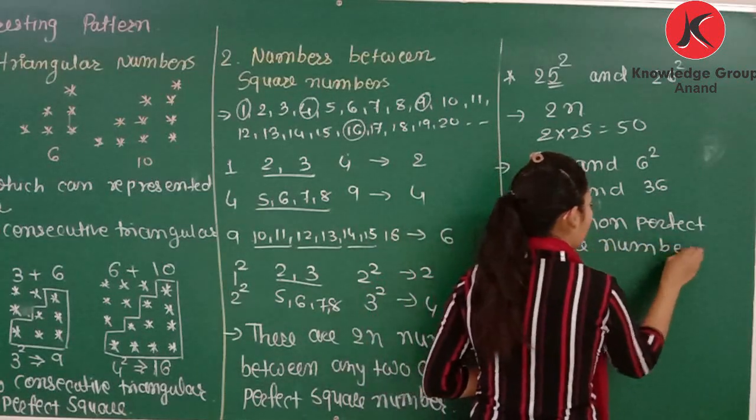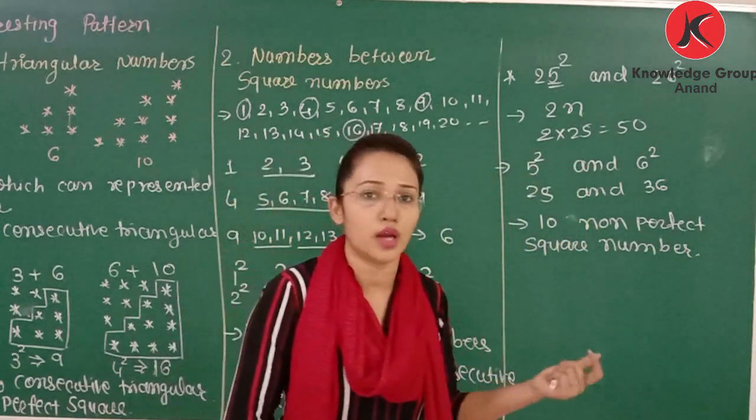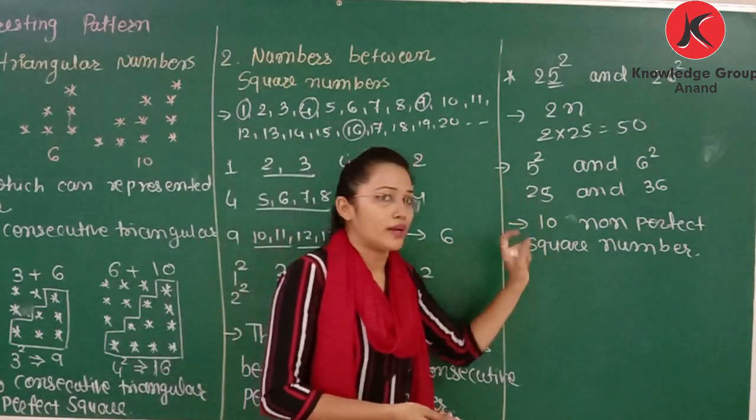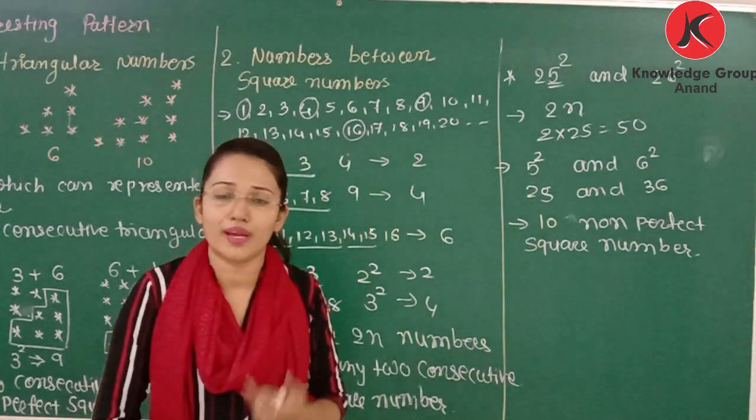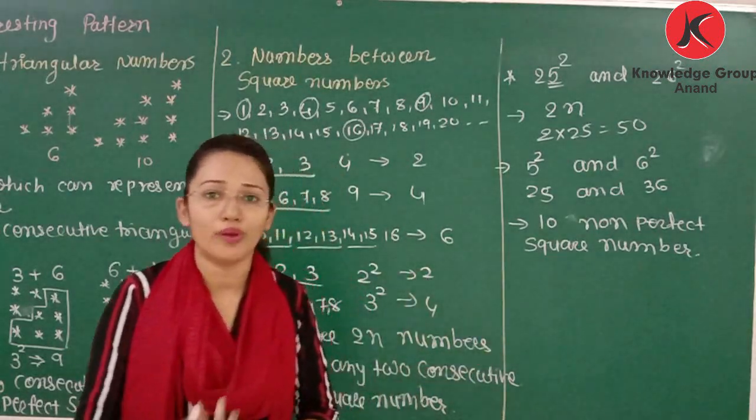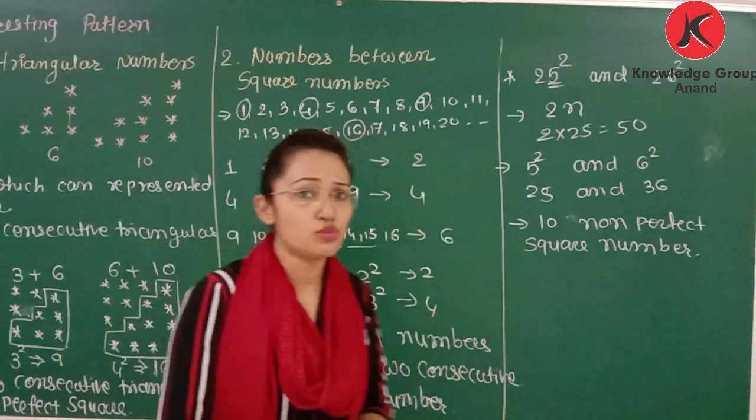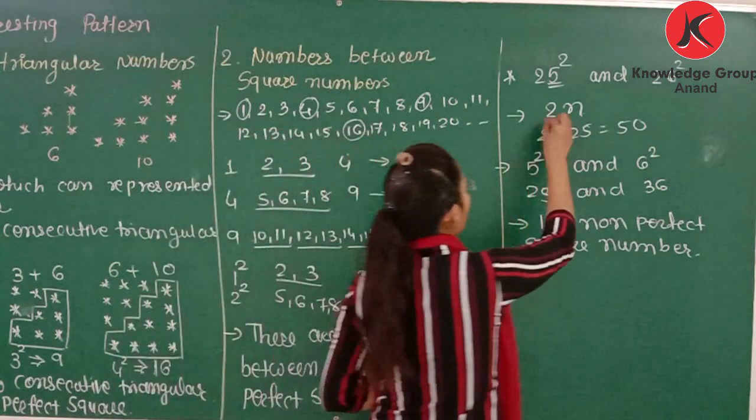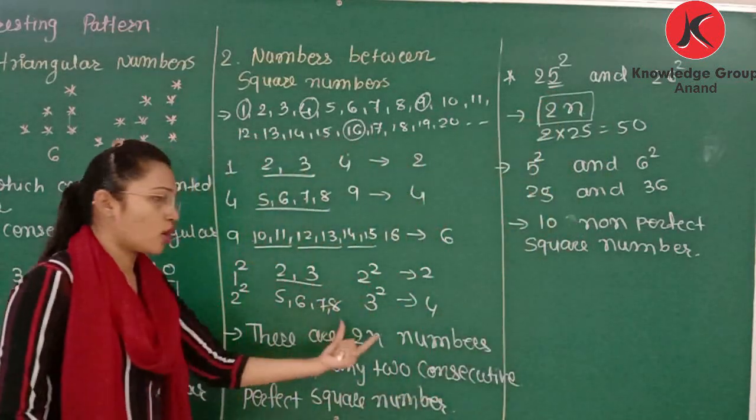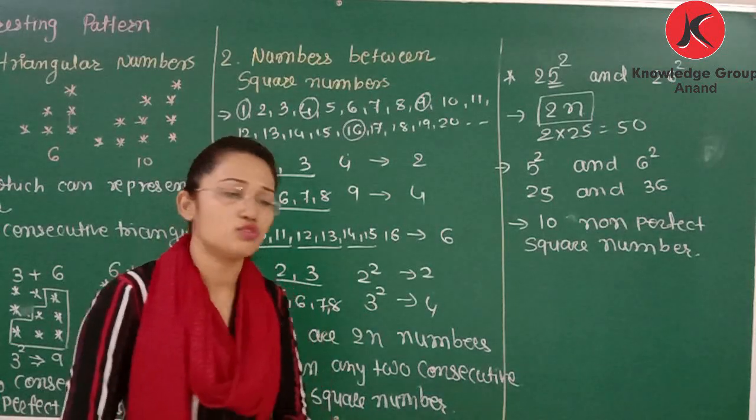And if you don't want to count the numbers, because every time it is not possible to count the numbers, for example, 9 square is 81 and 10 square is 100. So it is very hard when we are increasing the number. If the number is too large, it is hard to find the numbers. That's why we can write the number of non-perfect squares is 2n. The number of non-perfect squares between any 2 consecutive square numbers is 2n.